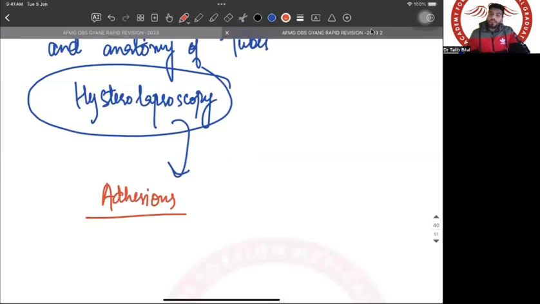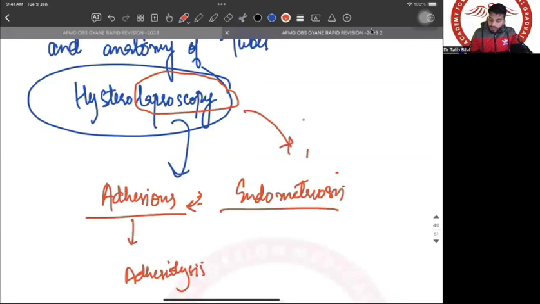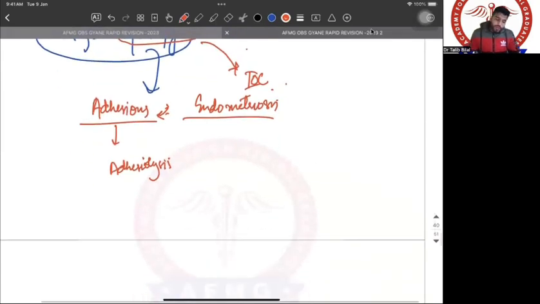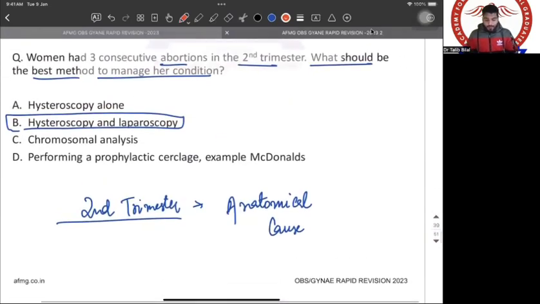Why can there be adhesions? Because of endometriosis. Also there can be adhesions, and the treatment for adhesions is adhesiolysis. And what was the investigation of choice for endometriosis? It is laparoscopy. So adhesions can also be there, and to rule out endometriosis, laparoscopy. Is that clear? So hysteroscopy and laparoscopy.